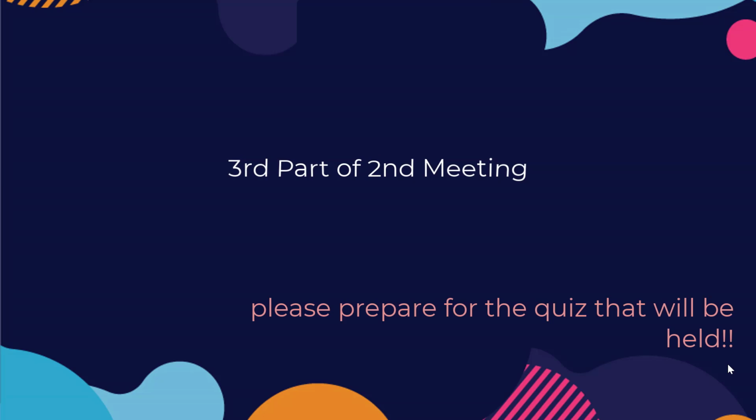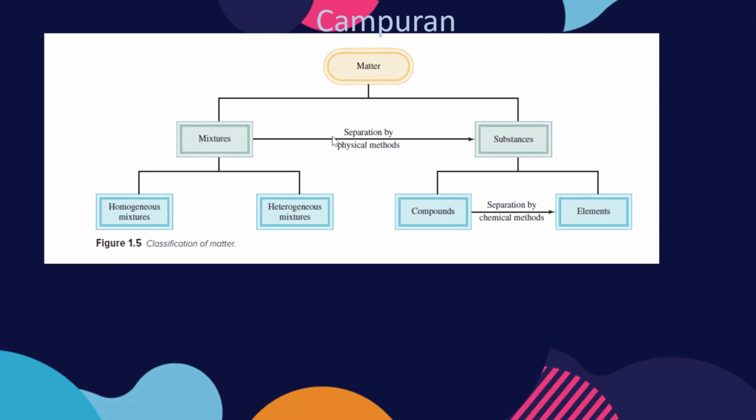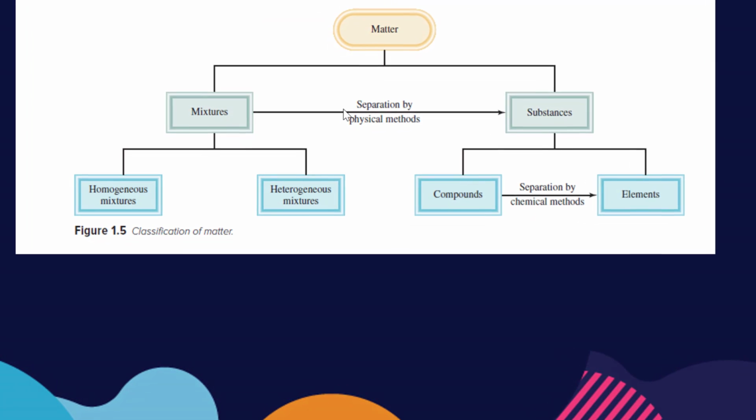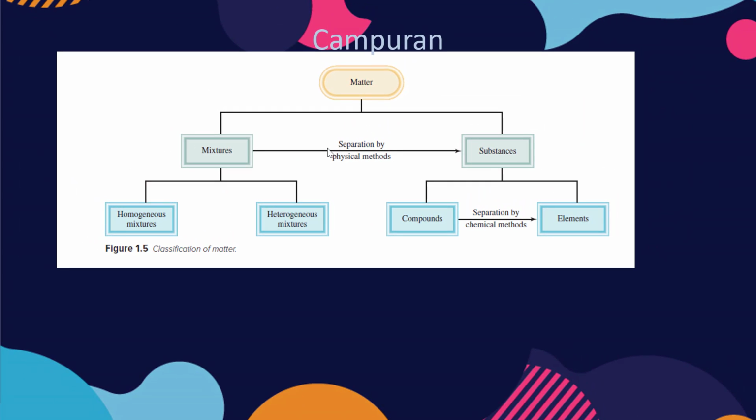This third part of the video explains the important things that we face in industry, which is about mixtures. We have learned that every matter is either a mixture or a substance. And mixtures can be classified as homogeneous and heterogeneous. A lot of raw material is a mixture, homogeneous or heterogeneous.